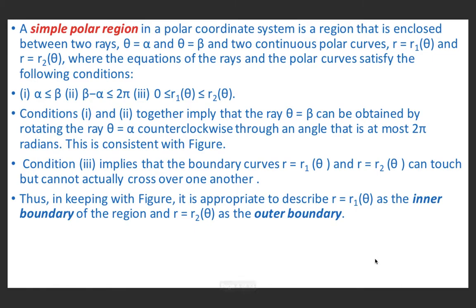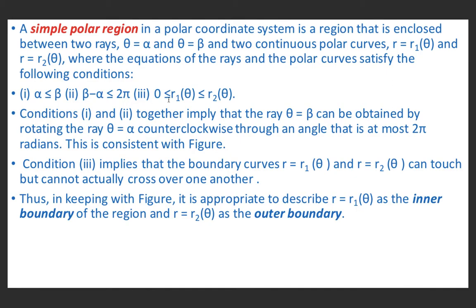So a simple polar region in a polar coordinate system is a region that is enclosed between the two rays theta equal to alpha, theta equal to beta, and two continuous polar curves r equal to r1 of theta and r equal to r2 of theta, where the equations of the rays and the polar curves satisfy the following conditions. First, alpha should be less than or equal to beta. Secondly, beta minus alpha should be less than or equal to 2 pi.